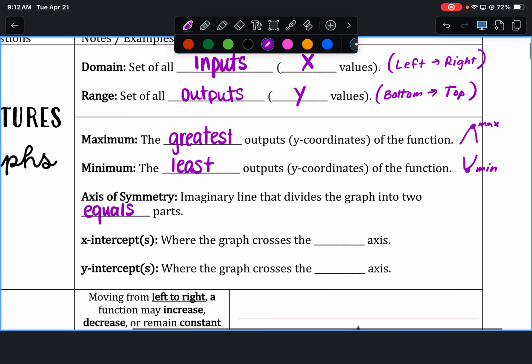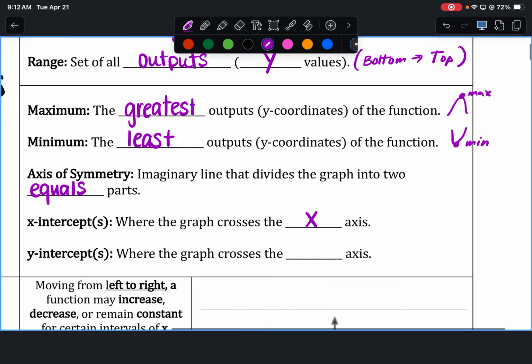An x-intercept is where the graph crosses the x-axis. Okay. When we have an x-intercept, it's the point (x, 0), where the y value is 0. That's what makes it an x-intercept. Okay. Our y-intercept is where the graph crosses the y-axis, which is the point (0, y), because our x value has to be 0.